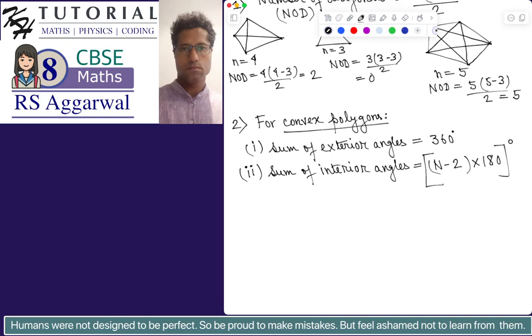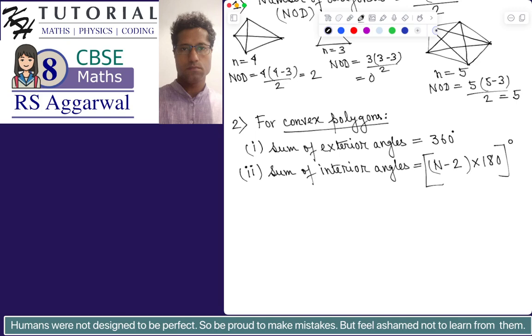Now, why for a convex polygon the sum of the exterior angles is 360 degrees, I do not have a proof; I don't know how to prove it. But if you draw some figures, some polygons, for a triangle you already know that the sum of the exterior angles is 360 degrees. In the properties of triangles in your previous class 7, you already know that. For a square also, a quadrilateral, that is a polygon having 4 sides, you will see that all the exterior angles are 90 degrees. So 90 into 4 is 360 degrees.